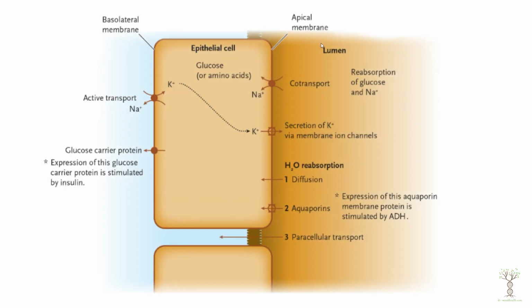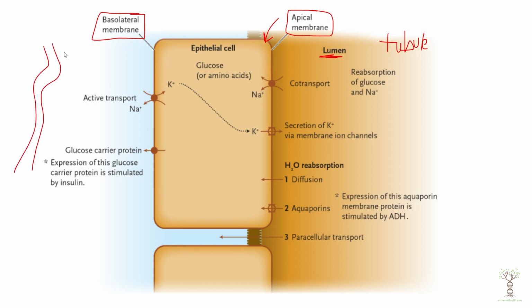Now, in this diagram, there's a few terms that I want to point out. One is the apical membrane, which is on the side of the lumen. So this is the tubule. This is our nephron, where we have the filtrate. And then over here, this is our basolateral membrane, which is on kind of the outside. And our capillary, our peritubular capillary, is going to be on this side. So when we reabsorb substances, it's going to move into the bloodstream.